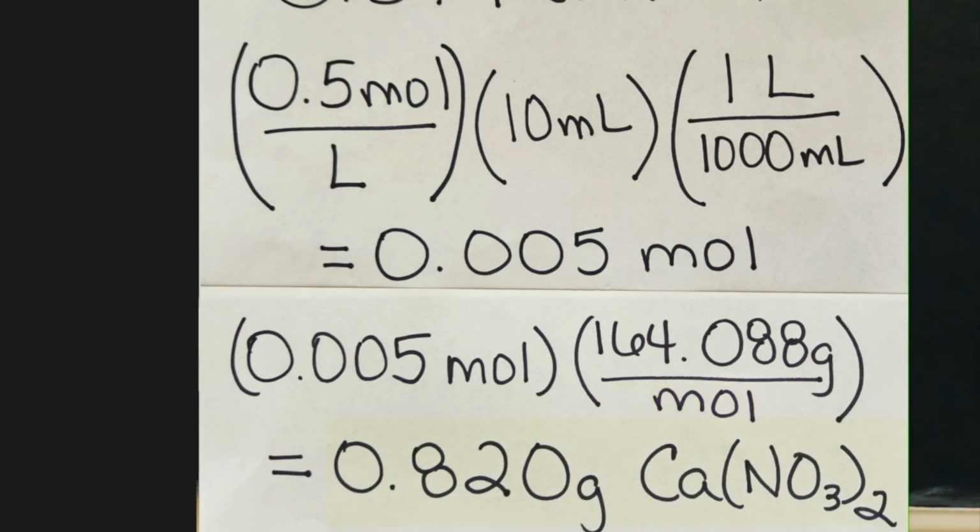And with this many grams, we would add however much volume we wanted to make. So we're going to add 10 mLs of distilled or deionized water to make a solution that ends up being, again, 0.5 molar calcium nitrate, and that's how you make a solution from a solid compound.